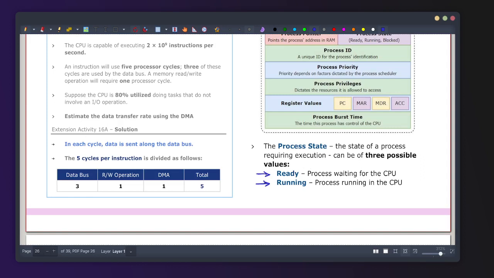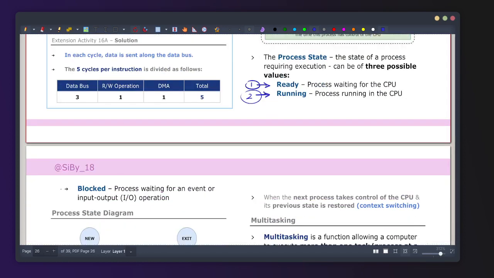The first state is ready. This is a process that is waiting for the CPU. The second state is running, the process that is currently running in the CPU. And last but not least, blocked. Blocked means the process was previously running, but it was momentarily paused since it is currently waiting for something to happen. And usually this is either some user event or input-output operation.